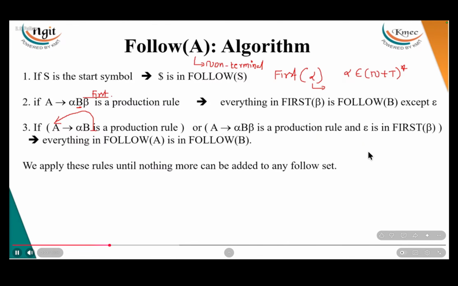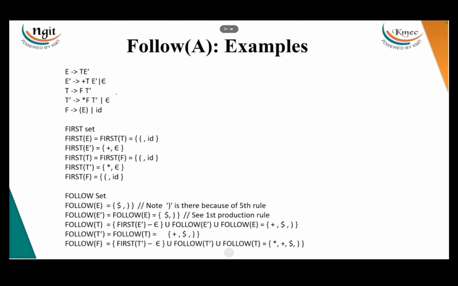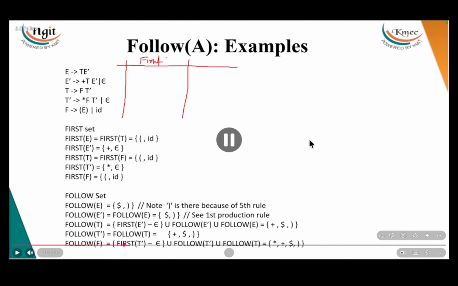Then if you're asked to find the follow of this grammar, first you have to find the first of the grammar, right? Anyway, you have the things here, you can cross check at the end. So first of alpha and follow of A. We are going to find the first and follow of each and every non-terminal.